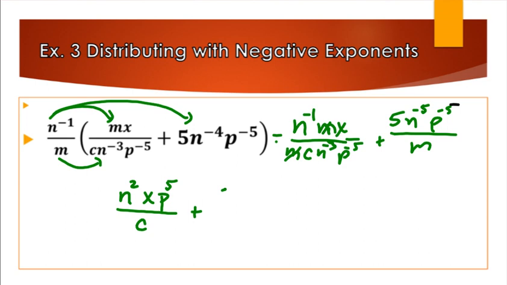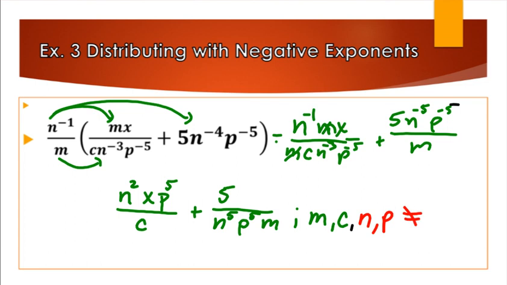Plus, we have a 5 in the numerator in the second term. The n's have to go to the bottom, so it'd be n to the 5th. P needs to go to the bottom, p to the 5th. And then we're left with m in the denominator. And then we look at the variables. M is in the denominator, C is in the denominator, N is in the denominator, and P is in the denominator. All of those cannot equal 0. That would be our answer for that one.